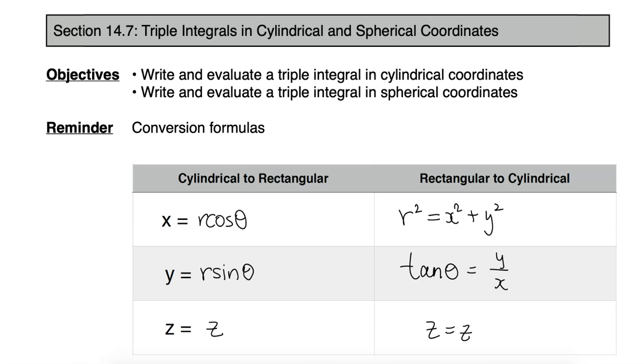Welcome! In section 14.7 we're going to talk about triple integrals just using different coordinate systems, the ones that we've seen in chapter 11, cylindrical coordinates and spherical coordinates. So as a reminder, we have conversion formulas. So here is the table. It's exactly the same as what we wrote down in chapter 11.